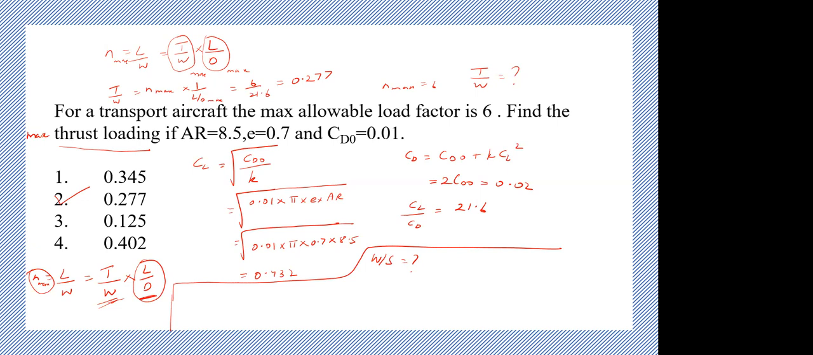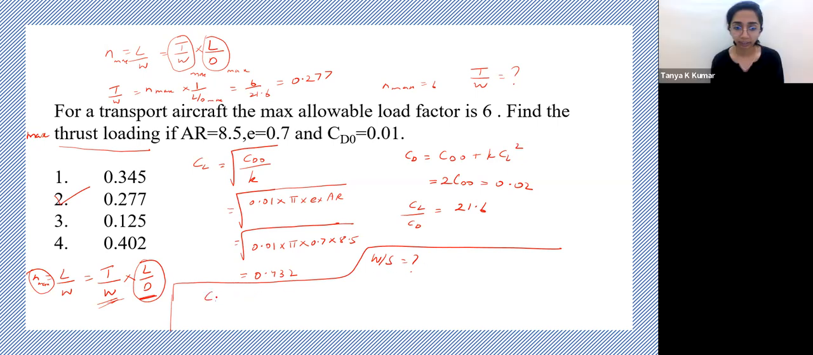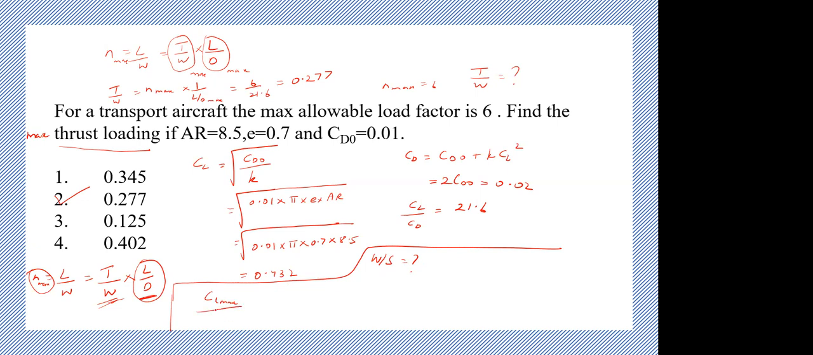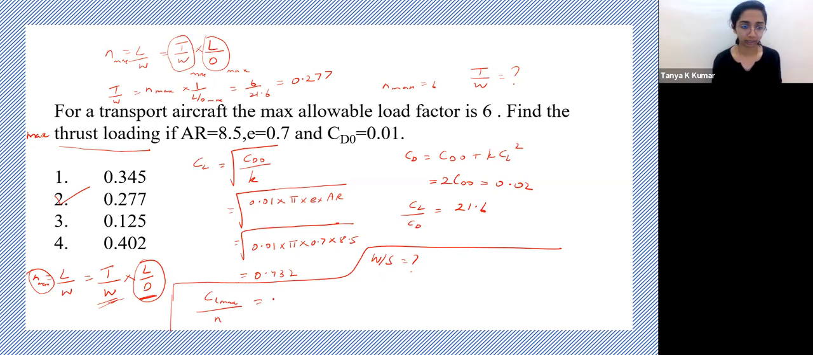CL max by load factor. What was it? CL max by load factor. Okay. So what is the value? We had found out CL to be 0.432 by load factor is 6. And what is the value?